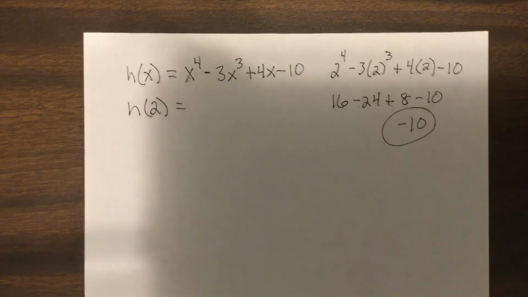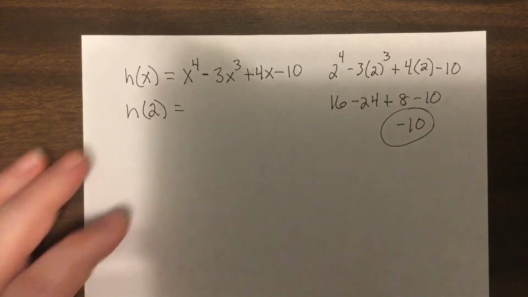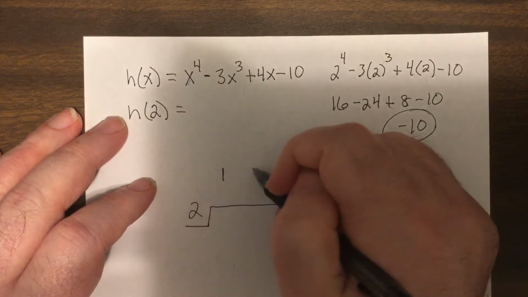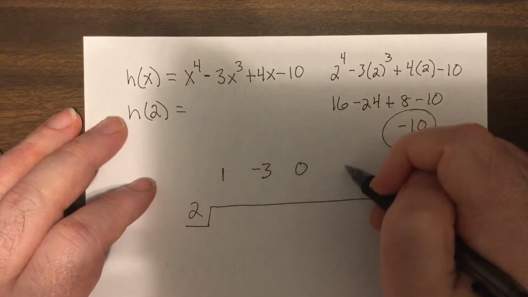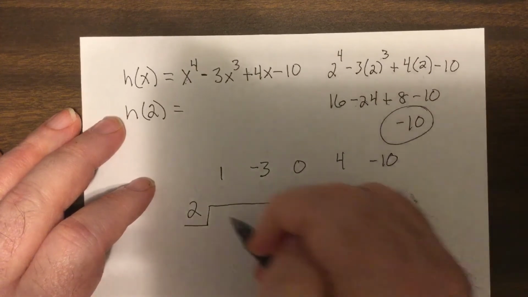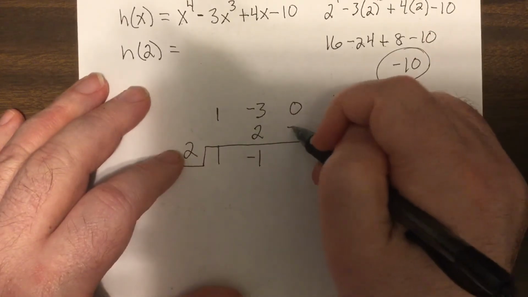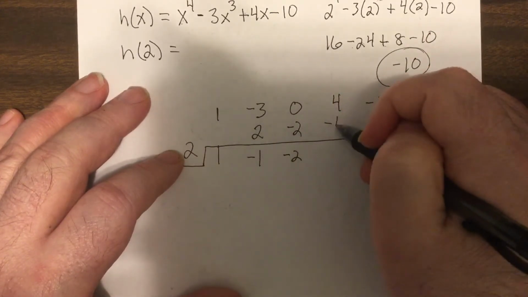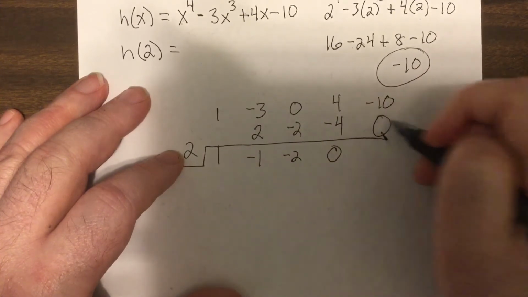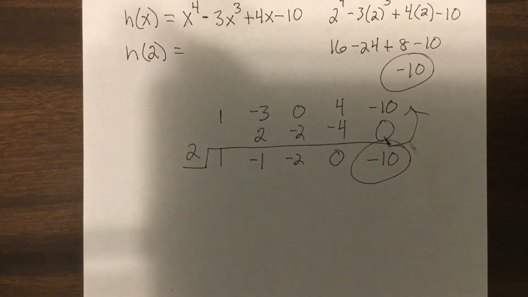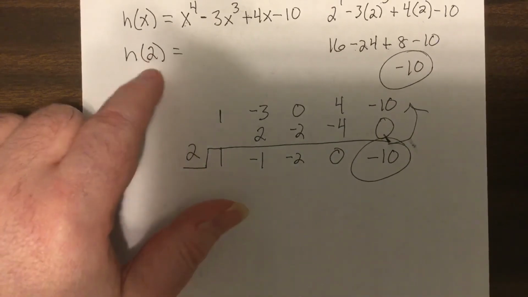So go ahead and do it synthetic substitution for me, my peeps. So you'd have 2, that'd be 1, negative 3, 0, 4, negative 10. So 1, that's 2, that's negative 1. That's negative 2, negative 2, that's negative 4, that's 0, that's 0, that's negative 10. Hey! So synthetic substitution, you just do synthetic division, but you don't change the value of the number.